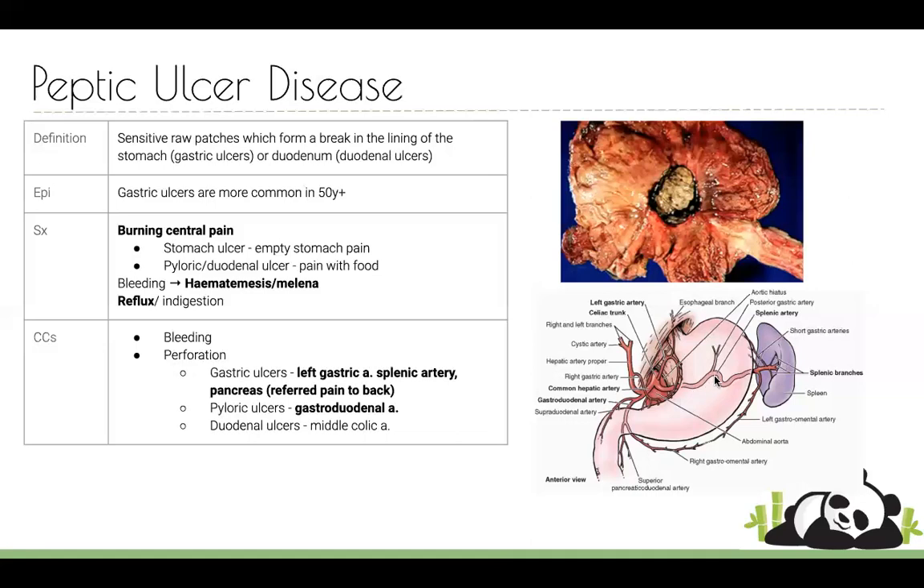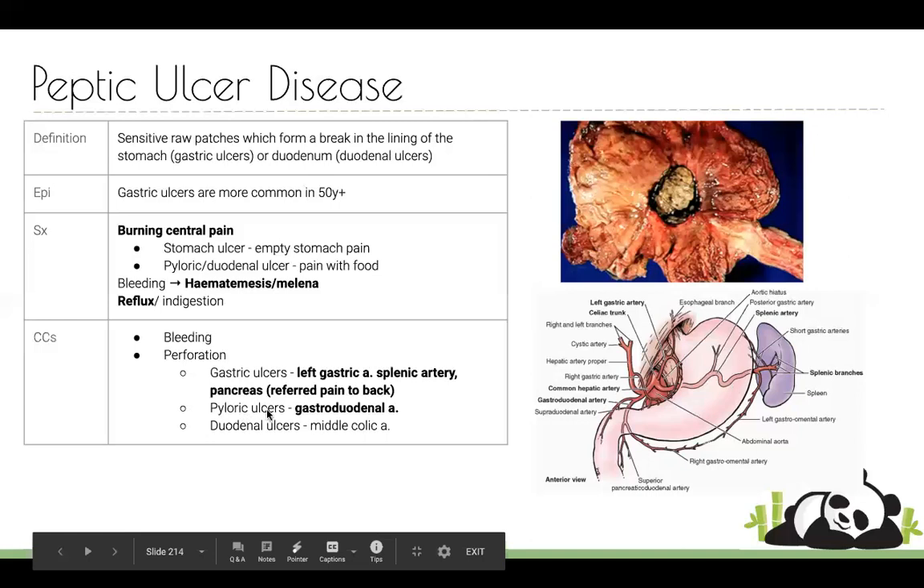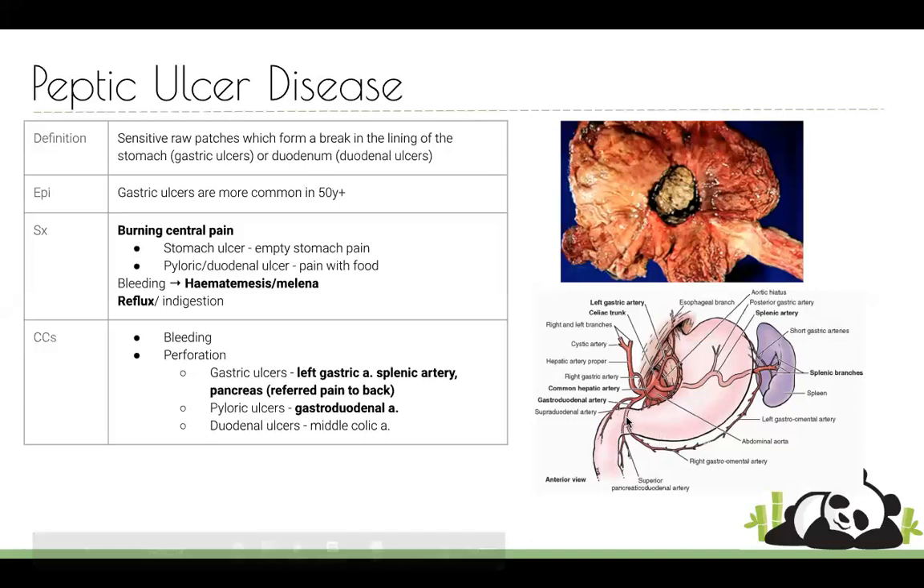If it's gastric, as you can see here, you can have it affecting your left gastric artery, which is a bit less buzzwordy, but it can if it happens along the lesser curvature here, or it can hit the splenic artery right behind it, or it can actually hit the pancreas. For pyloric ulcers or your duodenal ulcers, then it can hit the gastroduodenal artery right here.